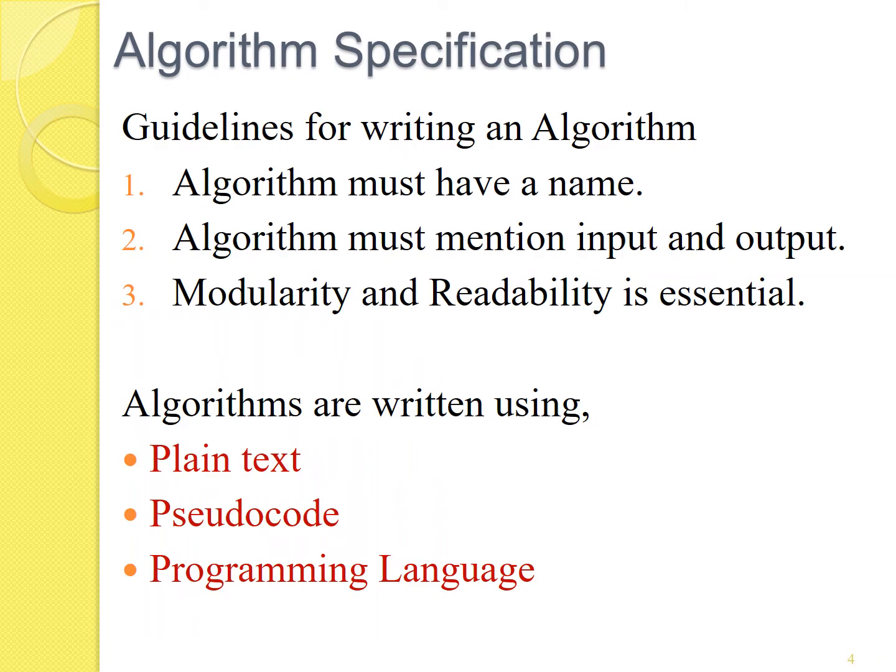Guidelines for writing an algorithm. The algorithm must have a name. The algorithm must mention input as well as output. The algorithm must be modular. The algorithm must be readable. So, what are the ways an algorithm can be written? The algorithm can be written using plain text, pseudocode, and any programming language.